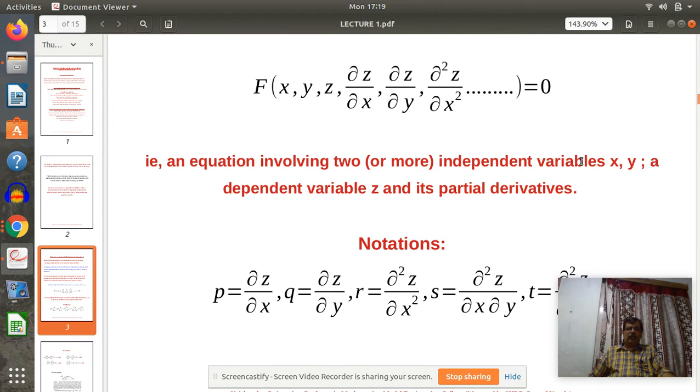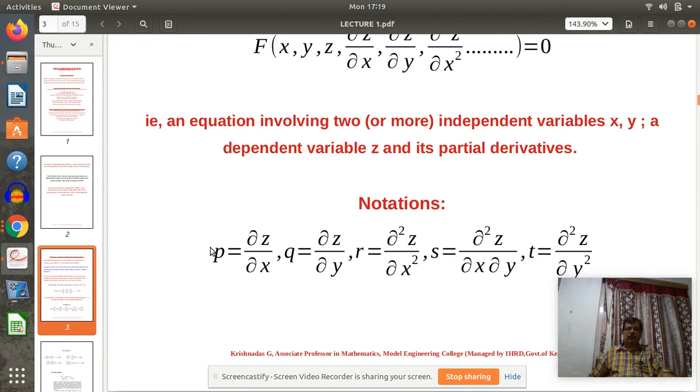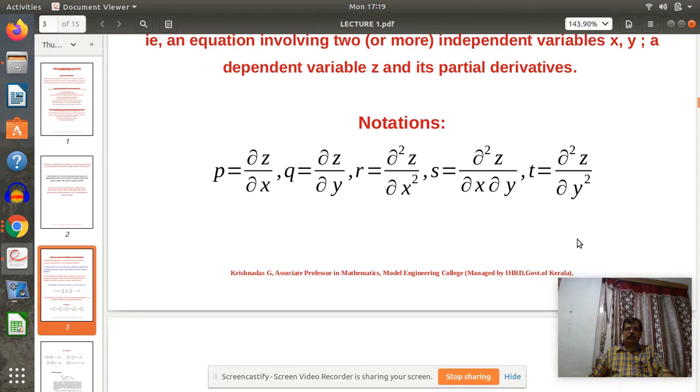Okay. In connection with the partial differential equation, we are using this notation for the partial derivatives. Common notations. Dou z by dou x is denoted by p. Dou z by dou y is denoted by q. Dou square z by dou x square is denoted by r. Dou square z by dou x dou y is denoted by s. Dou square z by dou y square is denoted by t.